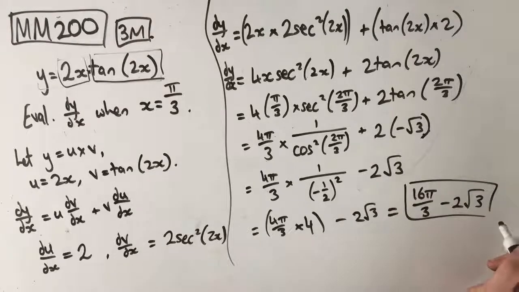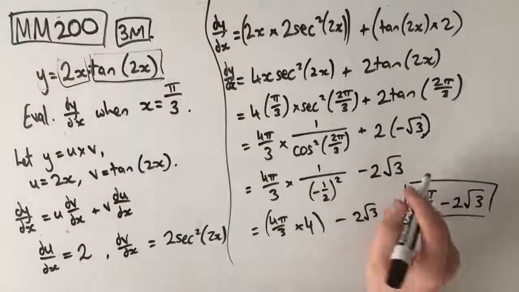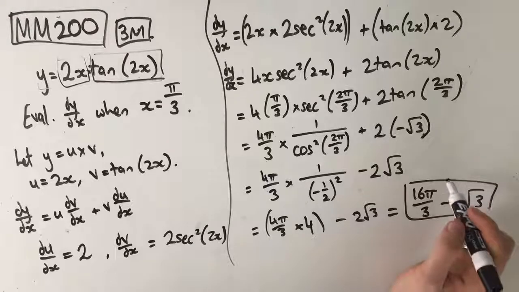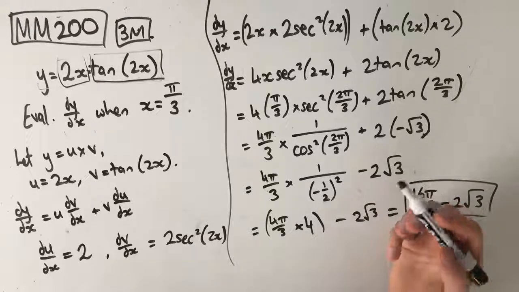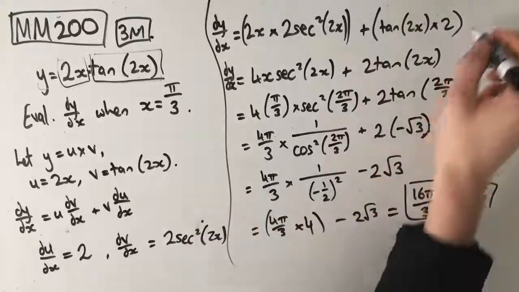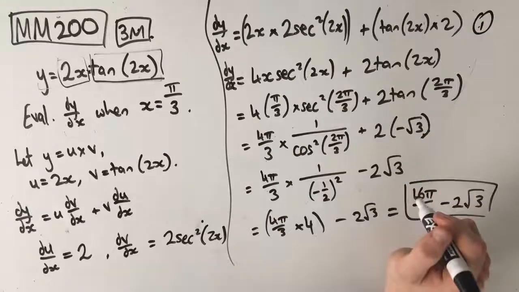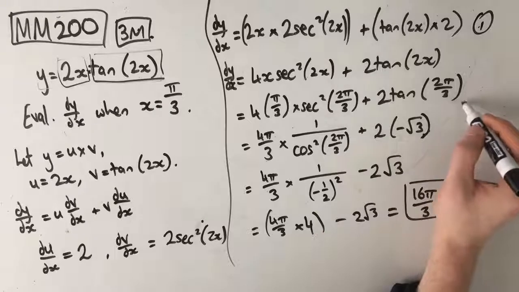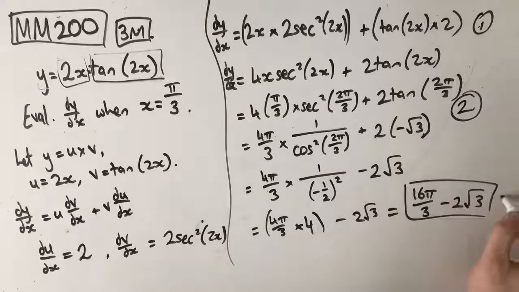Awesome work, guys. This is a 3-mark question, as written up here. Your first mark comes by recognizing that it's a product rule and starting to sub those in. Somewhere between here and here, you will get your first mark. Your second mark comes as you're subbing in x, pi on 3, somewhere in between here. And then your third mark is obviously the correct answer.